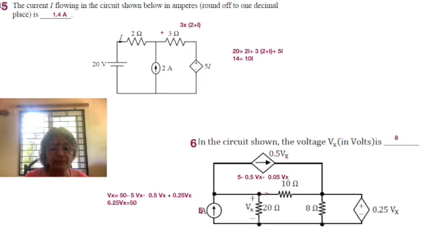So let's calculate the current through the 10 ohm resistor as equal to 5 ampere minus 0.5 Vx, which is the current source going away, and there's also another current moving through 20 ohms, which is equal to Vx by 20. So Vx by 20 is equal to 0.05 Vx. So this is the total current flowing through 10 ohms.